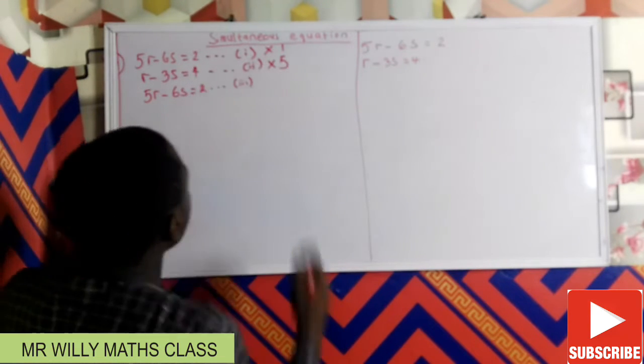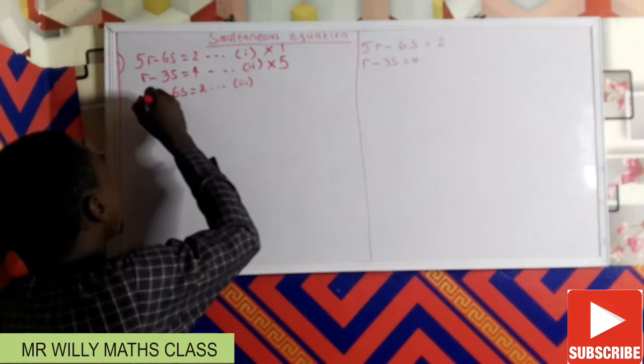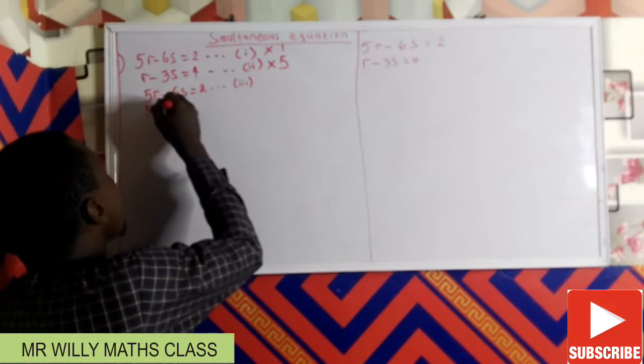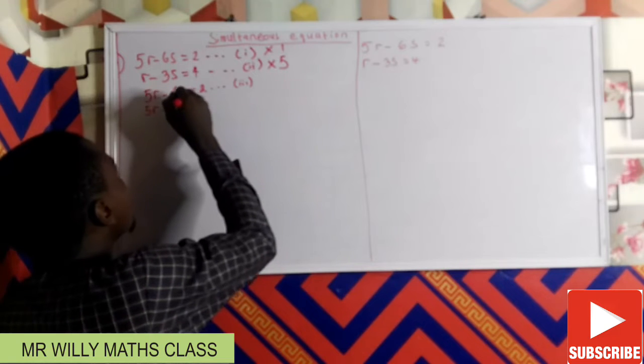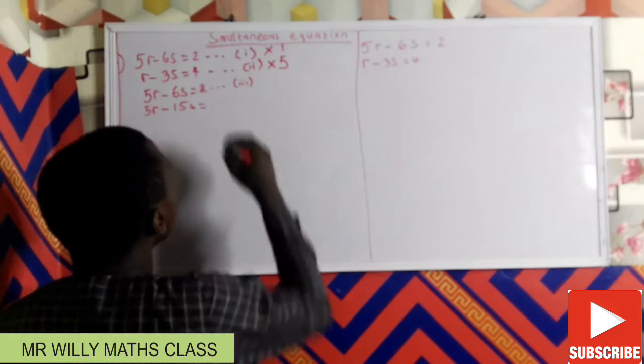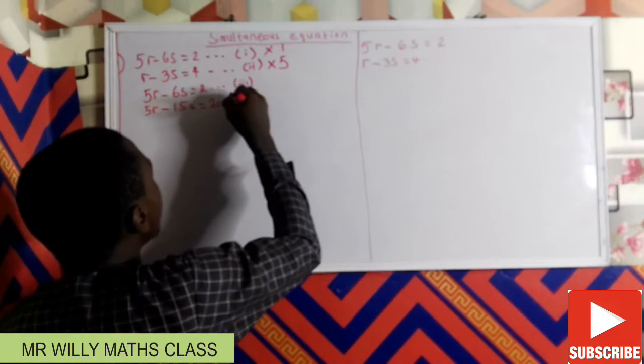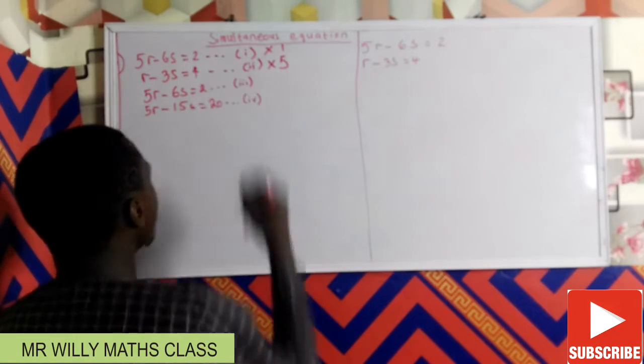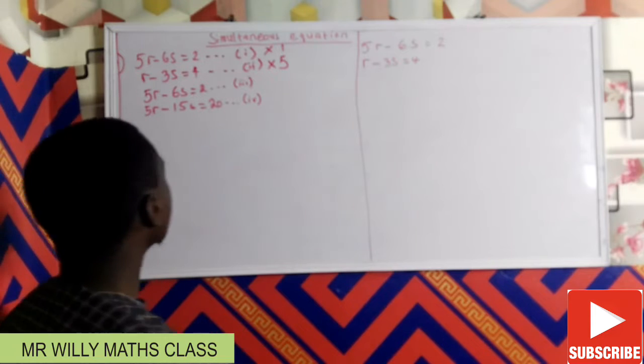Now, you use this 5 to multiply the equation. So that will be 5 times r. We are having 5r minus 5 times 3. That's 15x. And what's your 5 times 4? That's 20. So that's equation 4. Now, what's the next thing? Now, the next thing is to subtract.